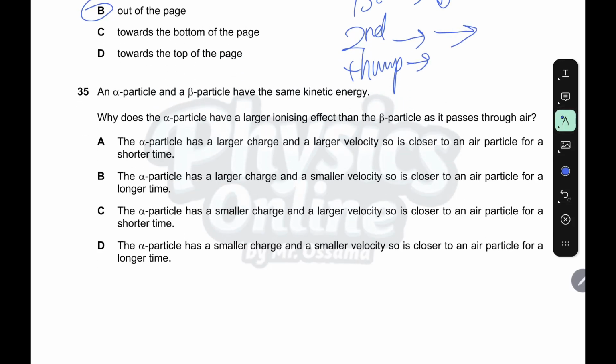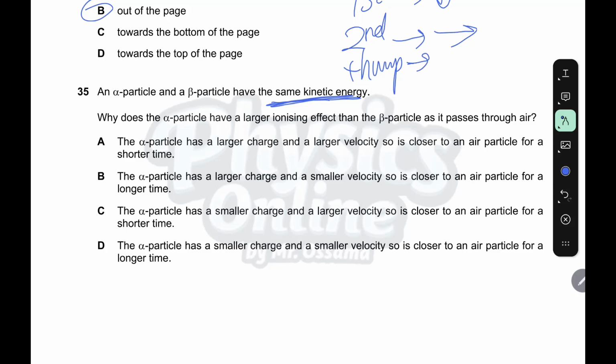An alpha particle and a beta particle have the same kinetic energy. Why does the alpha particle have a larger ionizing effect than the beta particle as it passes through air? Both of them have the same kinetic energy but not the same velocity, because the mass of the alpha particle is larger, so it has less velocity or less speed.